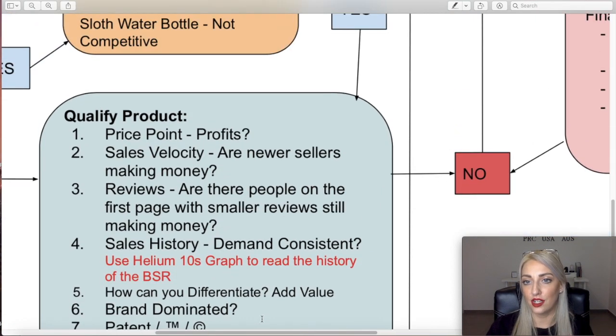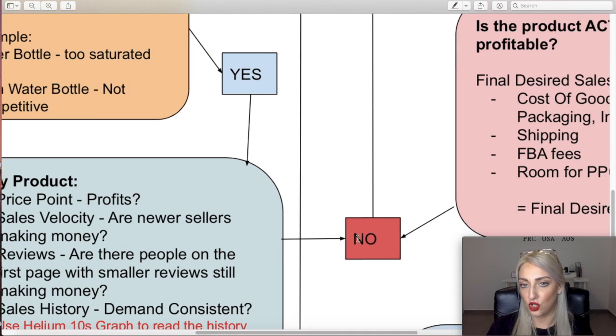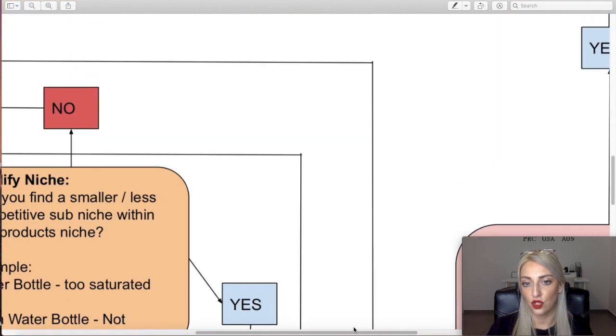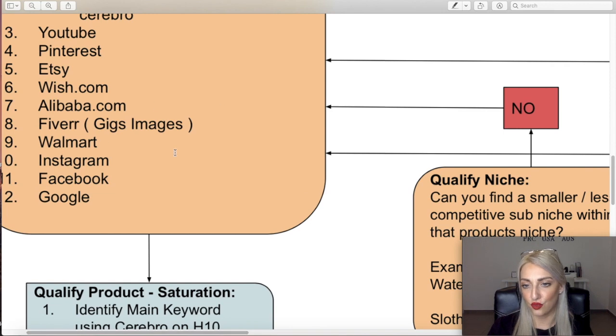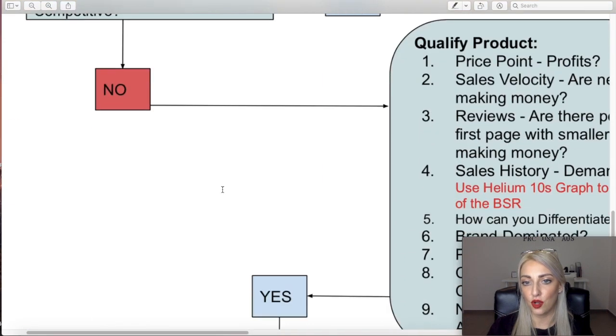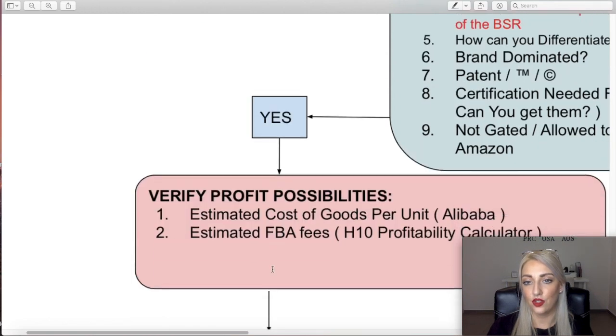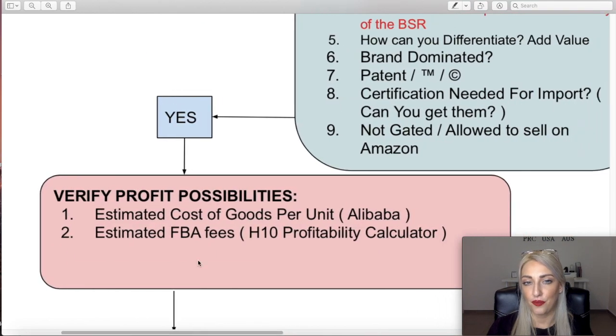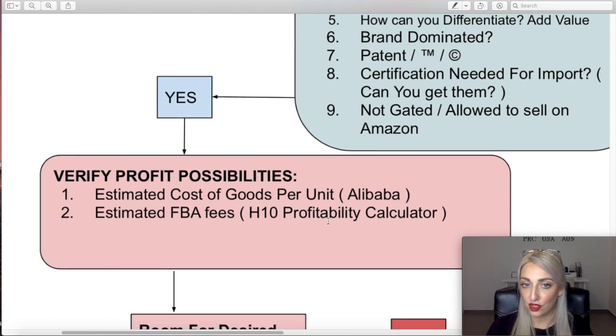All right, so if your answer here is no, then you would have to go back to the product research stage. But if your answer is yes, then you now want to verify the profit possibility for the product. So you're going to estimate the cost of goods per unit. The way you're going to do this is you're going to go to Alibaba. Let's say you want to sell a sloth water bottle, you would go to Alibaba and type in something like funny water bottle or sloth water bottle, whatever it may be, and you just take the average cost price of that product.